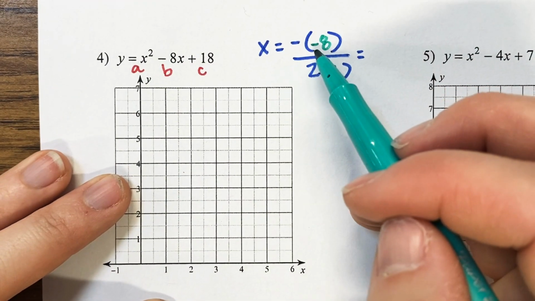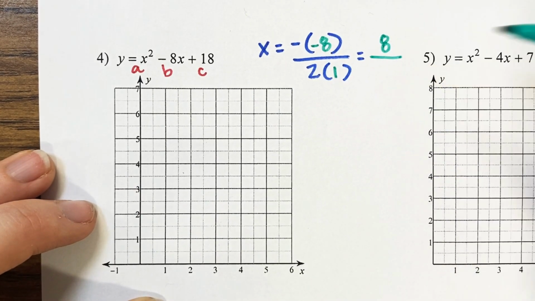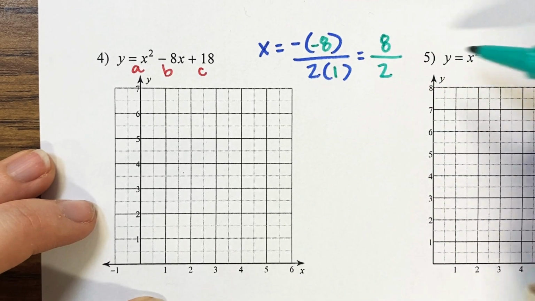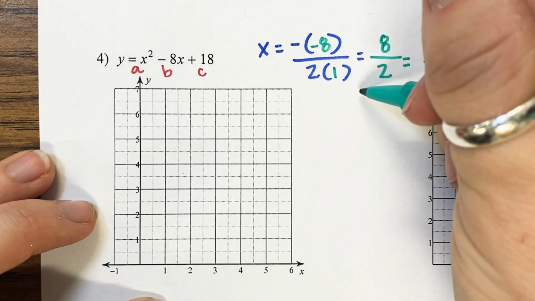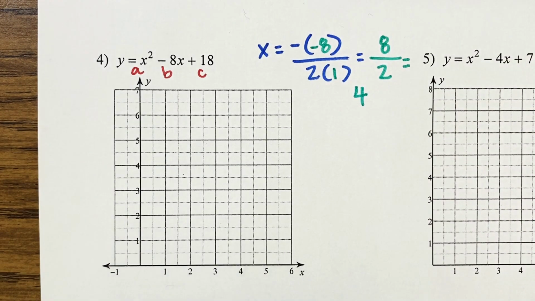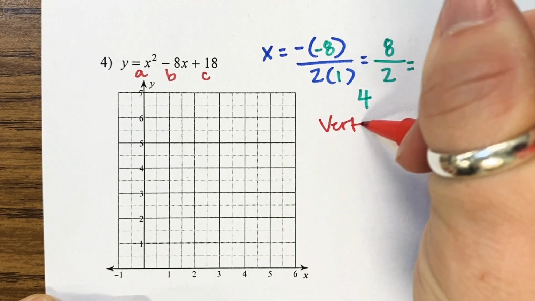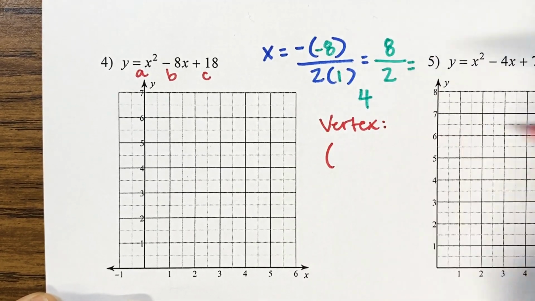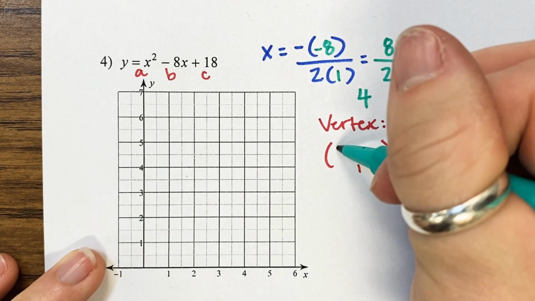Okay, so what happens with this double negative? Becomes a positive. 2 times 1 is 2. And what is 8 divided by 2? It's going to give me 4. Okay, so in our vertex, we know that the x part of our vertex is 4.